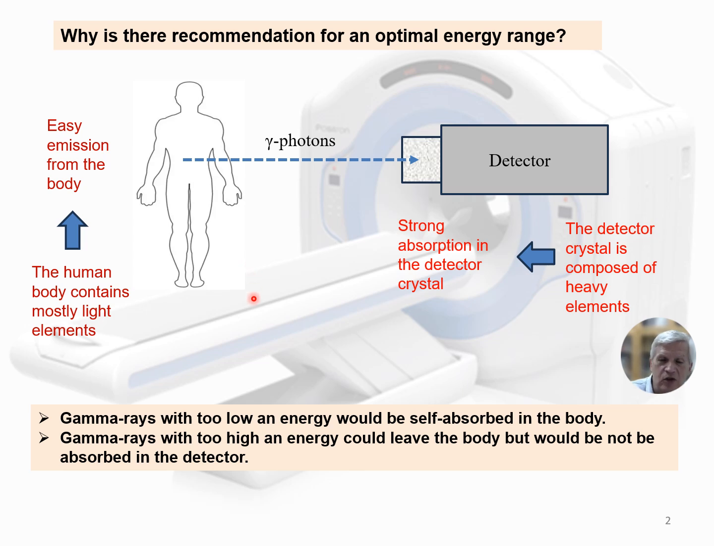If the energy is too high, then this gamma ray would not be absorbed in the crystal. So finally, I think we understand why we have an optimum range for the gamma energies. So if nature offers us the proper isotopes, we should select gamma energies from this range, from 100 keV to 300 keV.